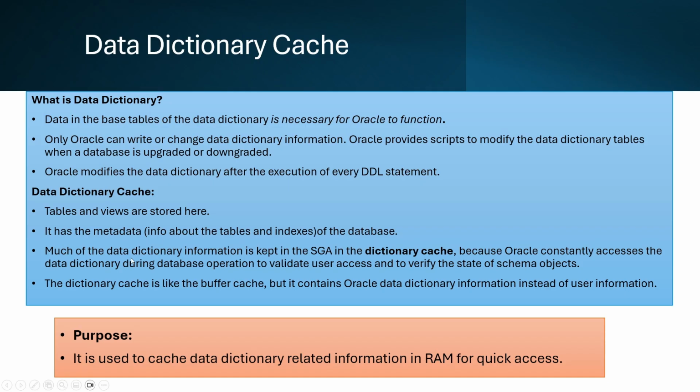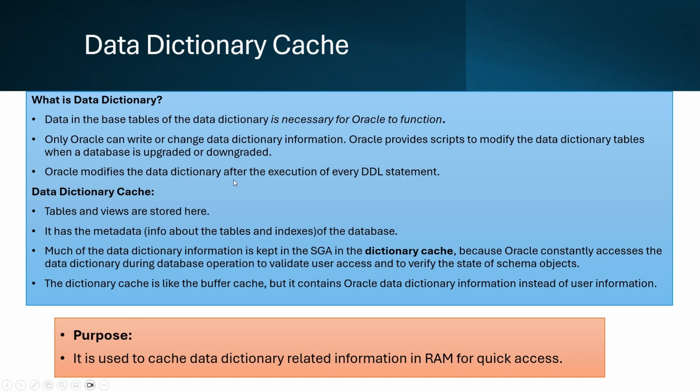Most often, all the objects will be checked with the data dictionary cache. Whenever the data is not available in the data dictionary cache, it will take the data from the system tablespace. I'll talk about that also, about when it will go to the system tablespace and get the data when it does not have that particular object information. I'll talk about that in the select statement example.